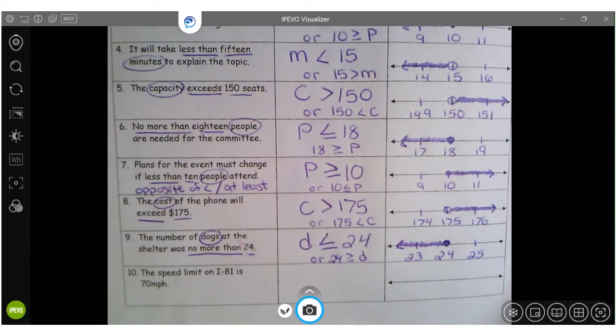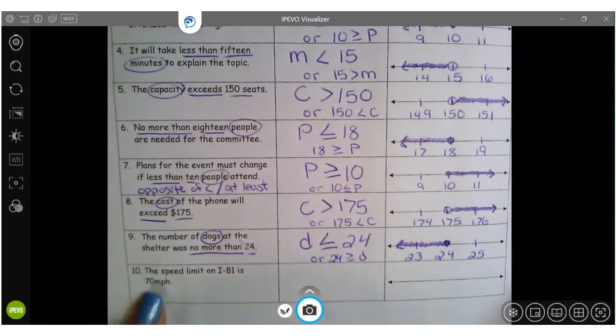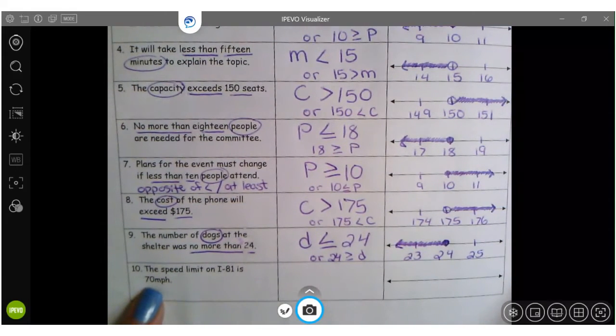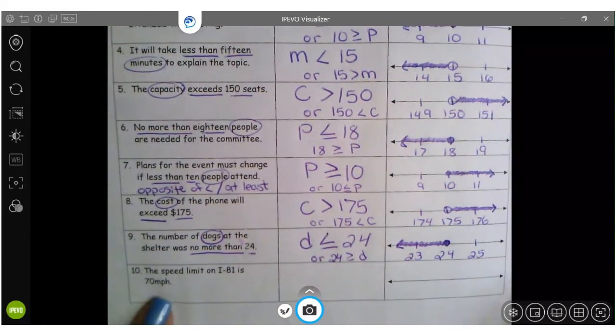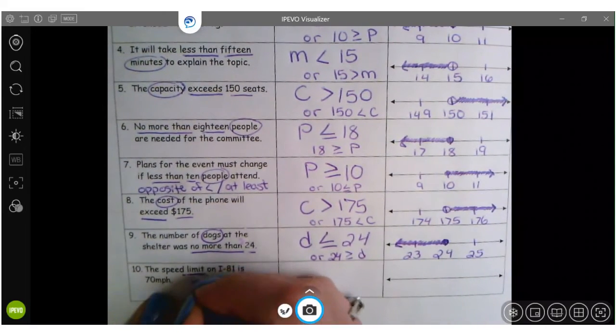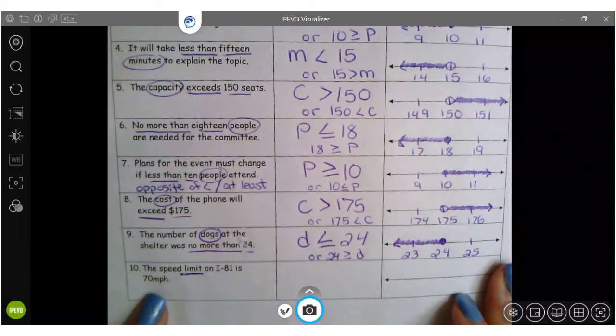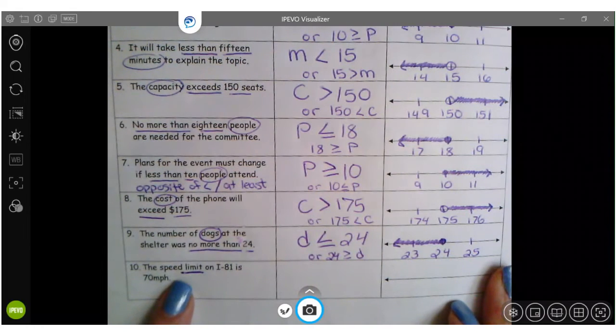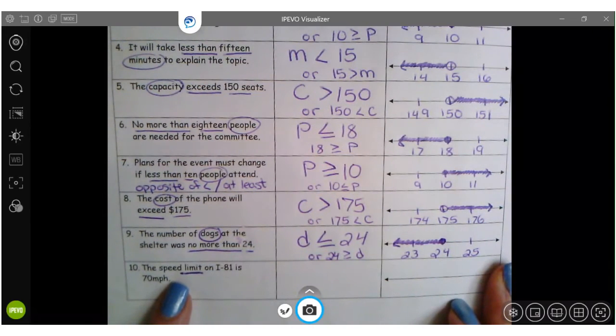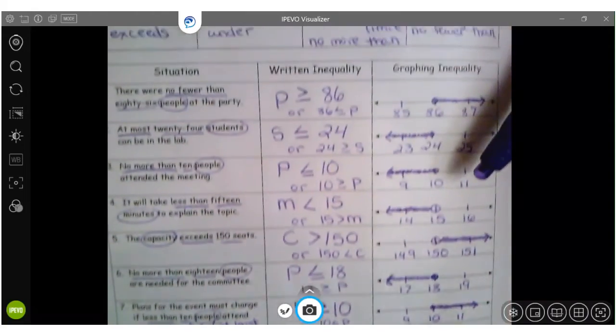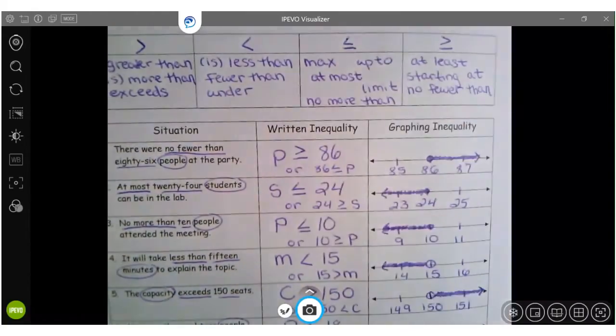And our last one, the speed limit on I-81 is 70 miles per hour. In some places it is. On a lot of sections it's not that high. Depends where you're driving. But for the purpose of this problem, we're going to look at the word limit. Speed limit, a lot of times you will see in these inequality translations, and you're focusing on the word limit. So that means that you cannot go above 70 miles an hour, at least not without potentially getting a ticket, but you can go 70 or you can go less than it. So limit, if I scroll up at the top, will indicate less than or equal to.